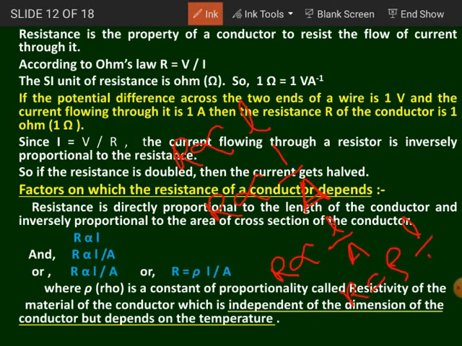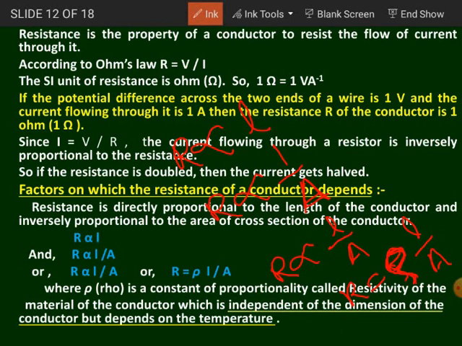And that constant of proportionality we denote by rho. What is this rho? Rho is a constant of proportionality known as the resistivity of that material. And this resistivity of the material is also known as what? Specific resistance. I will tell you the reason why it is known as specific resistance.